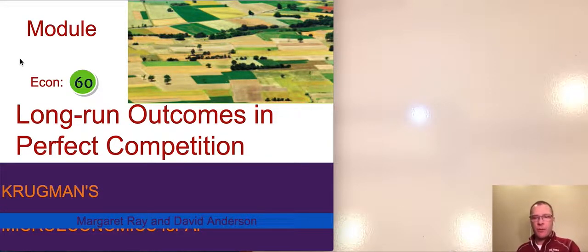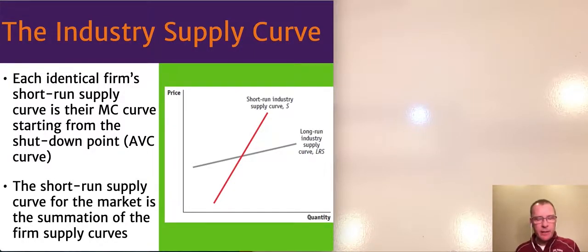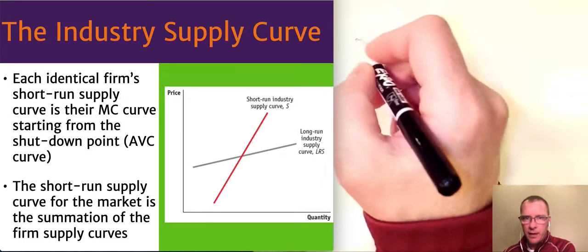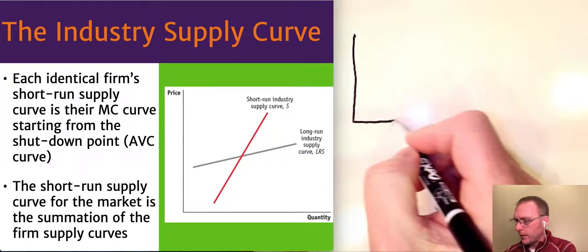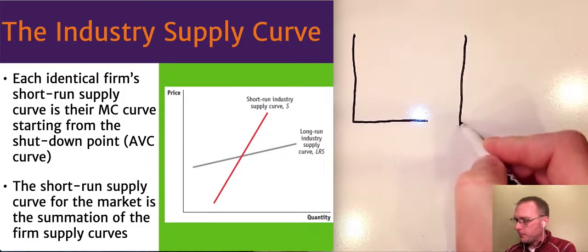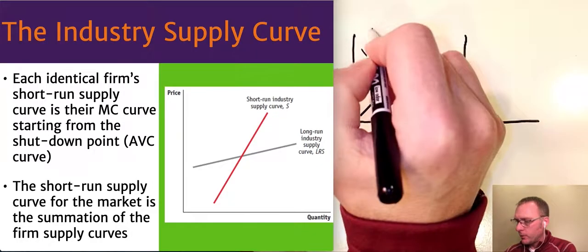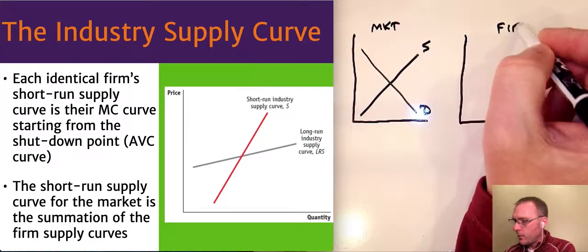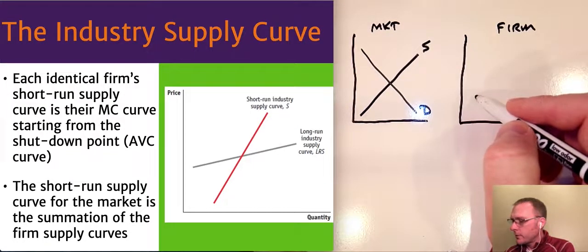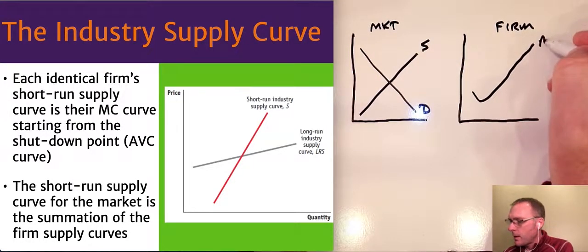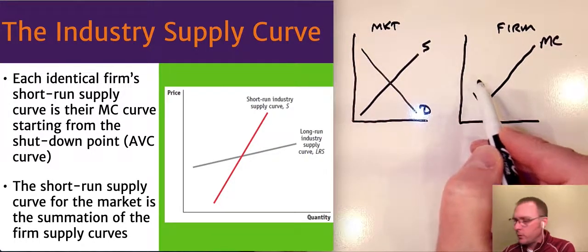So in our Long Run Outcomes in Perfect Competition, the first thing we're going to see is that each individual firm's short-run supply curve is really just their marginal cost curve. So that marginal cost curve that you're going to see graphed on a chart is their supply curve, and it's pretty easy to see why. When I look at my supply and demand over here, and the market for that, and my firm over here, if I look at my marginal cost curve, which is this, I am willing to produce every time.